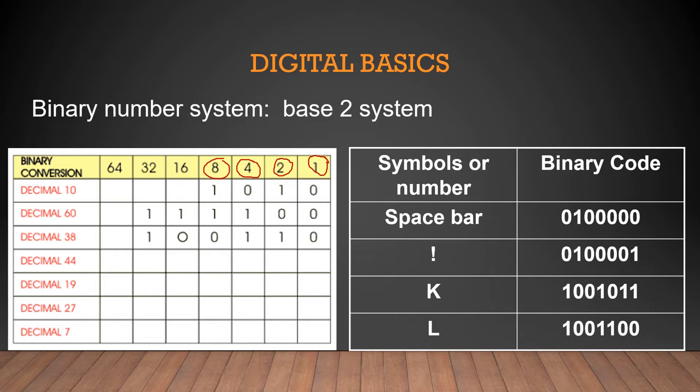So if I wanted to sit at my computer and hit the space bar, when I hit the space bar, the keyboard sends this code into the computer. And that code tells my computer to act as a space bar. If I wanted an exclamation point, this is what comes out of my computer for it to appear on my computer screen. So that's how binary code works.